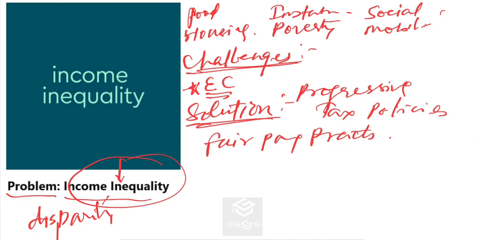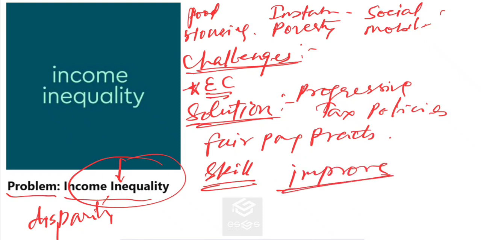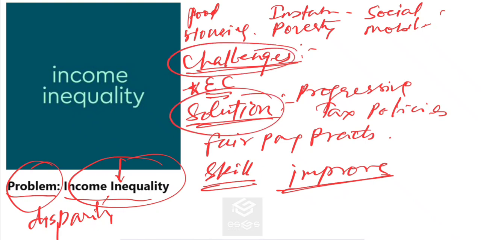Additionally, businesses can offer skill development and training programs to help lower income individuals improve their employability. So this is the problem we have discussed now: income inequality, the challenges also we have seen, and the solution part of this.